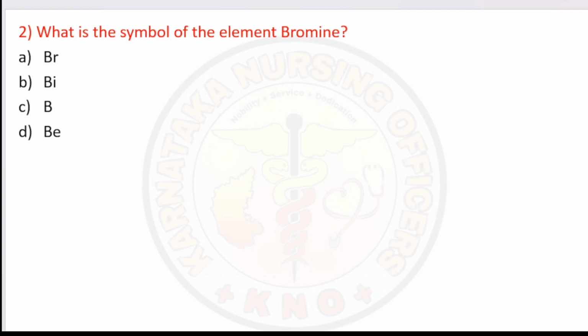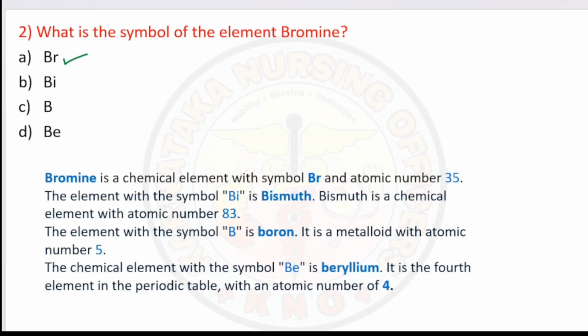Now, let's move on to the next question, that is, what is the symbol of the element bromine? And the options are like this. Option A, Br, option B, Bi, option C, B, and option D, Be. So what is the symbol of the element bromine? Yes. So the correct answer is option A, Br. Okay. So Br represents element bromine.